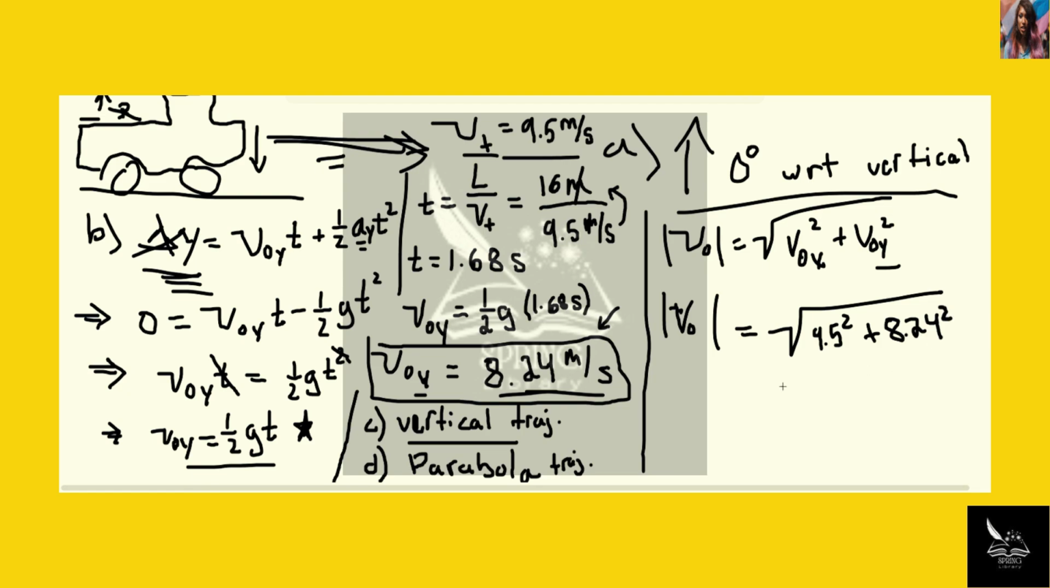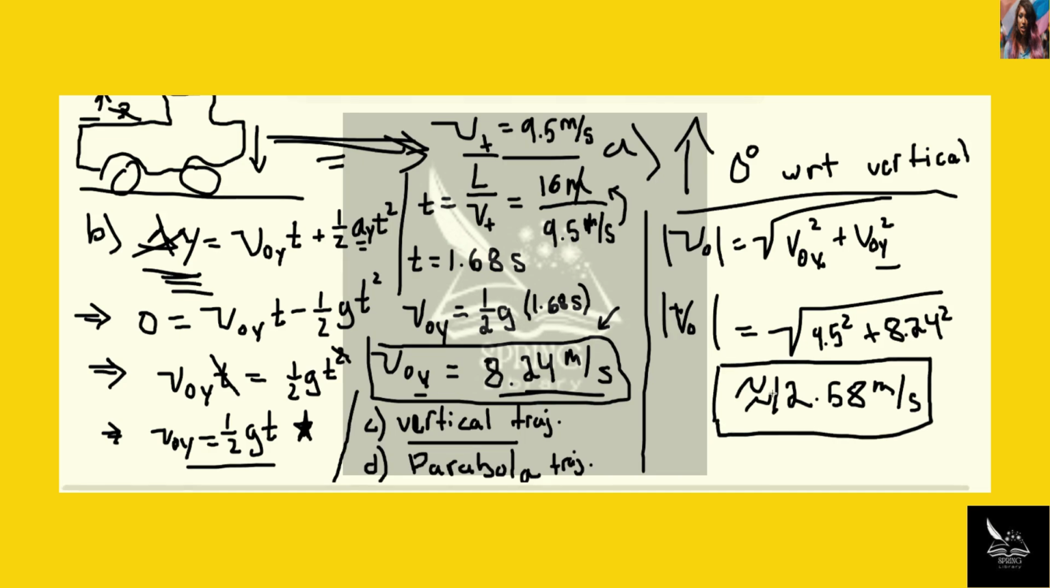All right, and then you go ahead and throw that in the calculator and take that root, and you're looking at an initial velocity of roughly 12.58 meters per second. And of course, if you wanted to, you could also write this in component form, and you'd have just 9.5 meters per second in the x direction, and 8.24 meters per second in the y direction, or a magnitude of 12.58 meters per second.